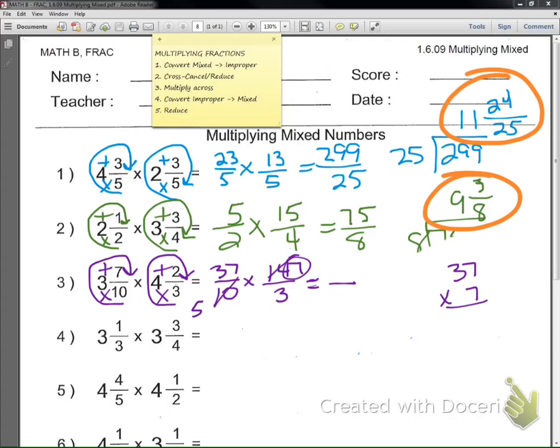37 times 7, well, 7 times 7 is 49. Carry your 4. 7 times 3 is 21, plus 4 more is 25. So still a big number. 259. All over. Now this part we can do in our head. 5 times 3 is 15.